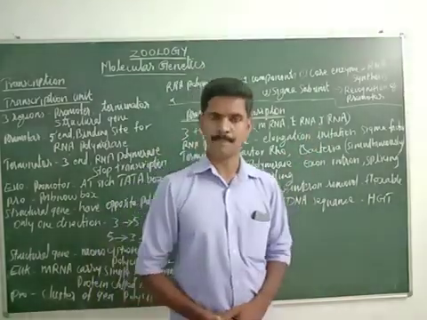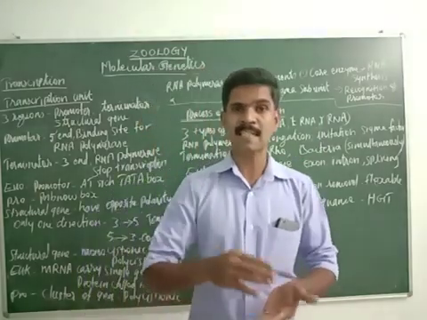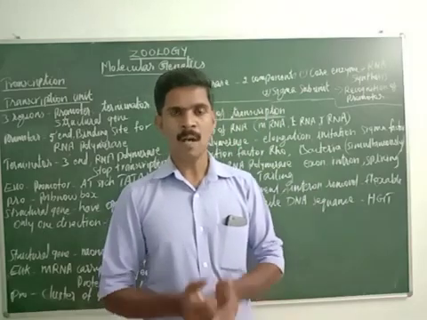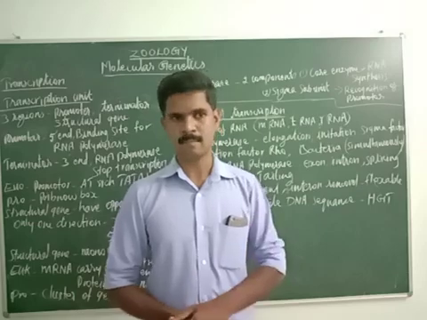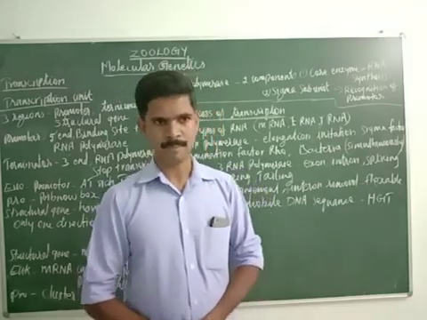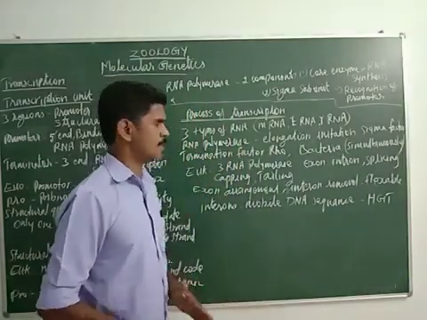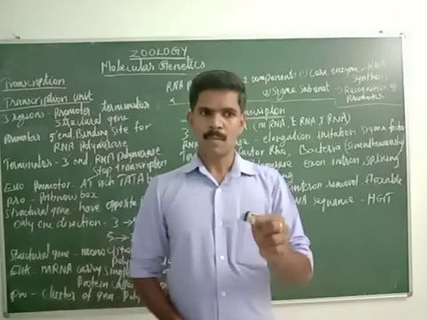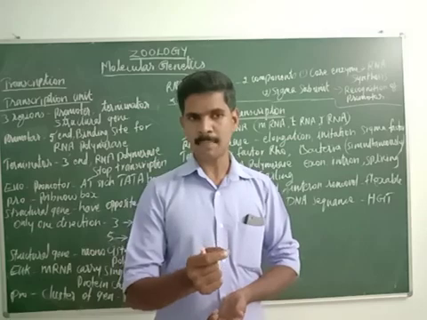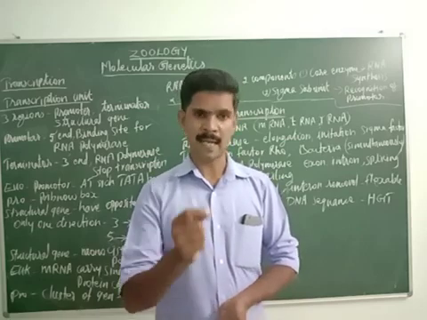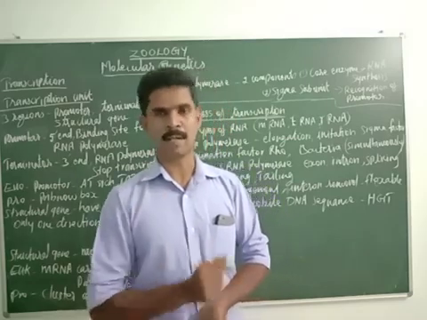Then the next one is rRNA. This rRNA catalyzes the process, increasing the speed of the process. So all these RNAs play a very important role in the production of protein in the cell of prokaryotic organisms. Then the next point about the process of transcription, as I already told you, is one enzyme, DNA dependent RNA polymerase.